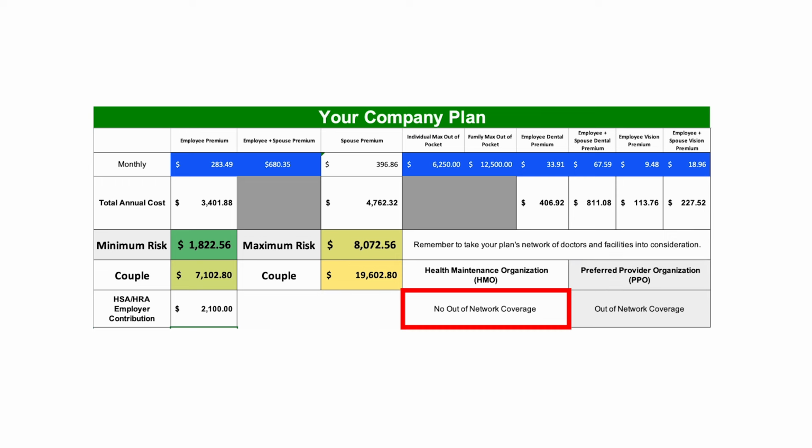HMOs typically do not have any out-of-network coverage, meaning if you go out of network, you are paying 100% of the costs. PPOs typically have out-of-network coverage, meaning if you go out of network, you don't have to pay 100% of the costs, but you would still pay more than if you were to go to somebody in network.